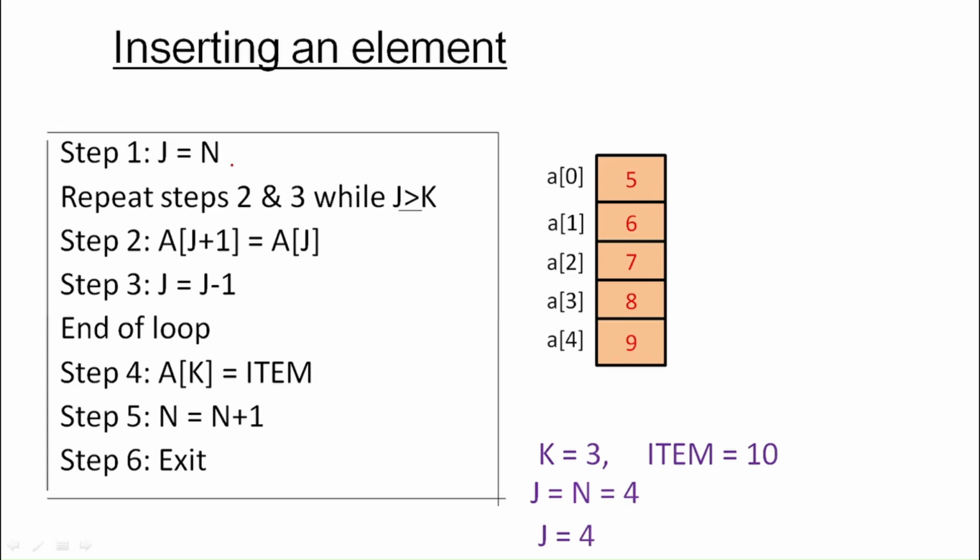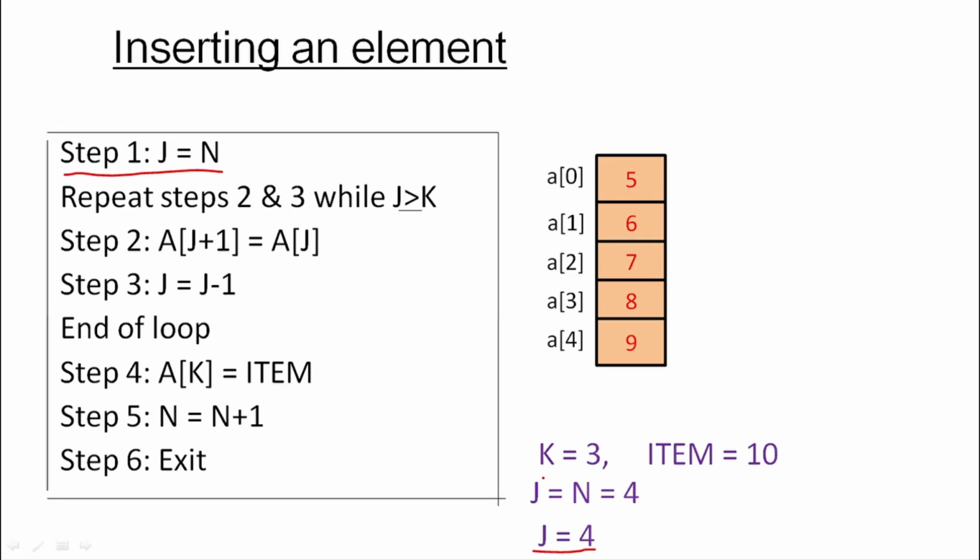Now directly we'll go to step number 1. J is equal to n. We will use the pointer j. N is, as you all know, the number of elements. We have 4 elements, so of course j is equal to 4. And repeat steps 2 and 3 while j is greater than or equal to k.